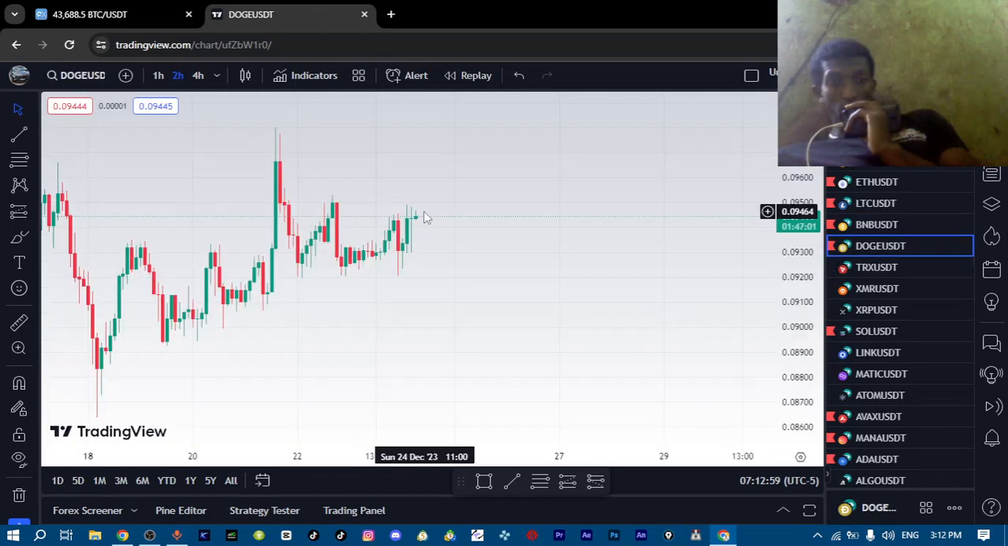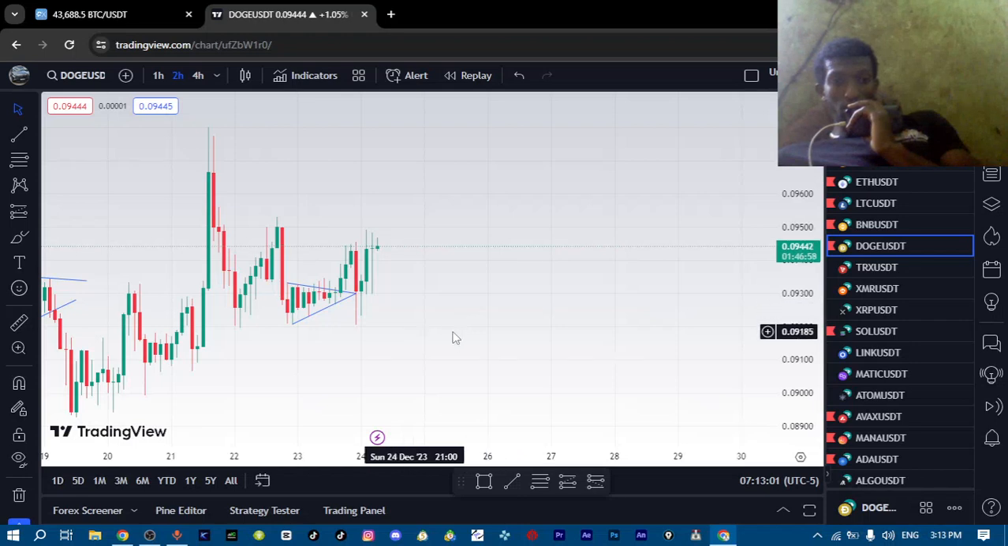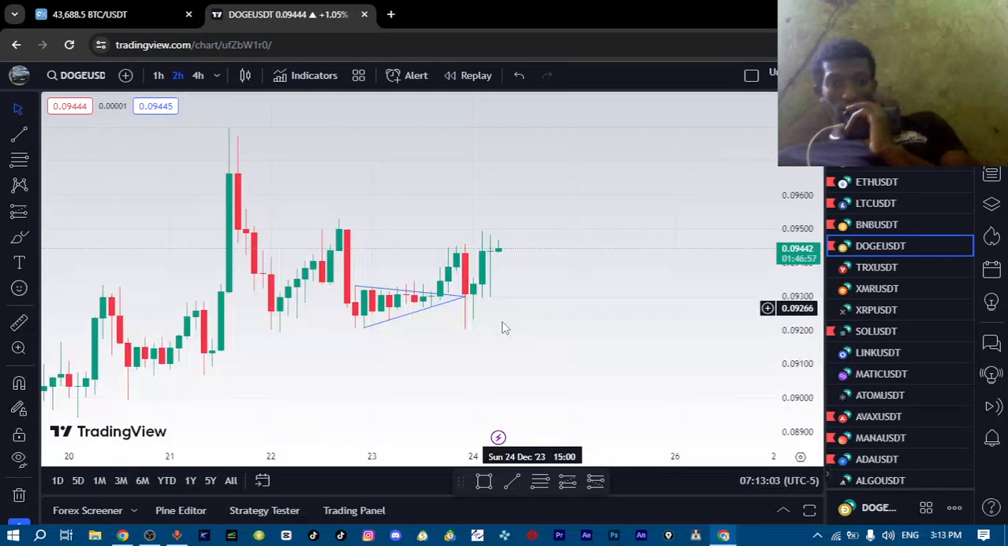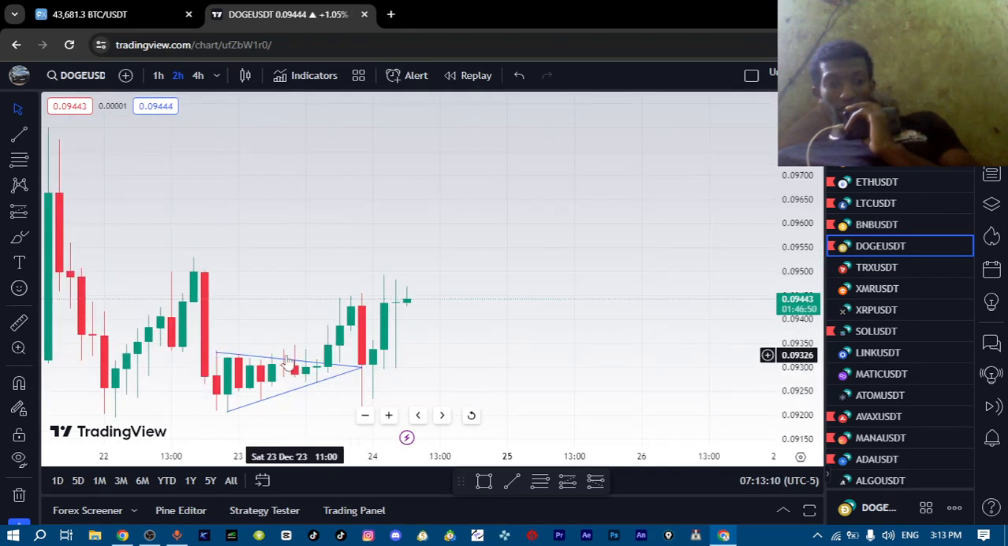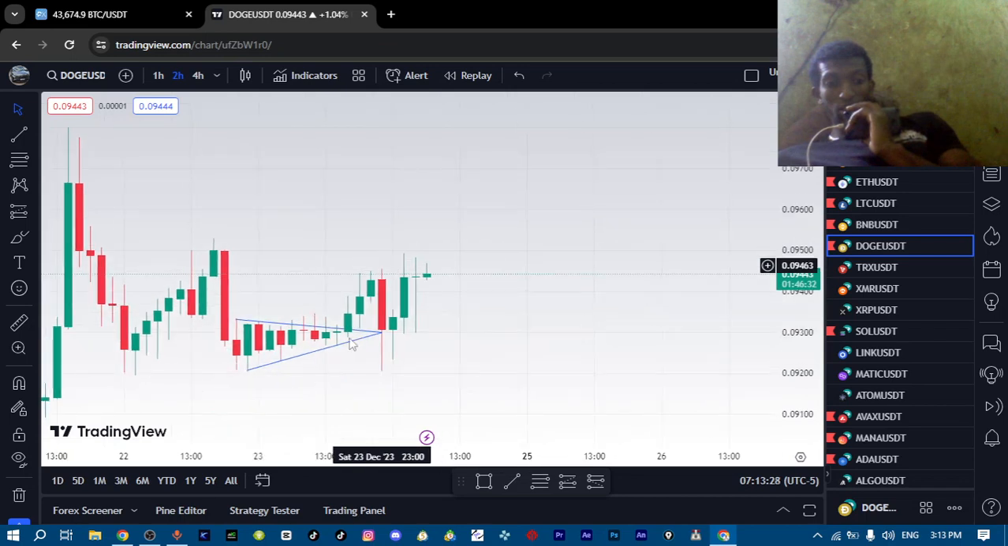Let us see Doge. So Doge did the same thing. As you can see, I was waiting for a breakout, and the breakout happened right there. One, 2, 3, 4, 5 breakouts here. So you had 5 opportunities to enter a buy position, and your stop loss would be down here, not down there.